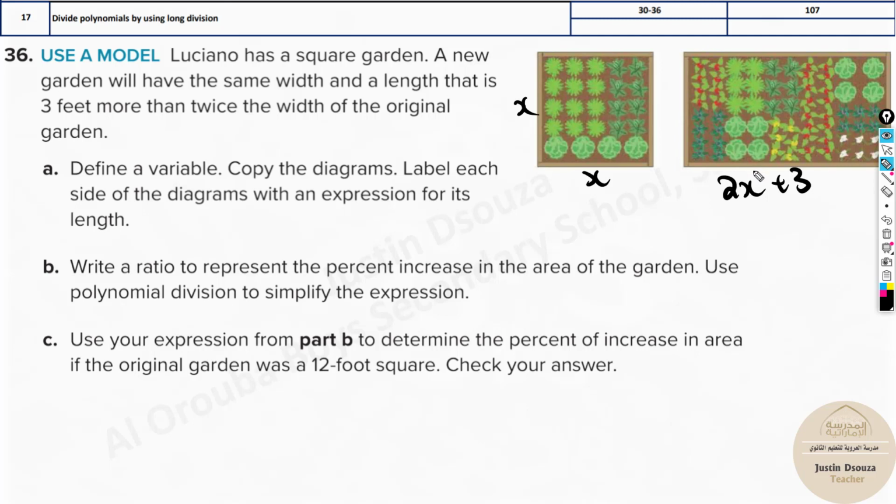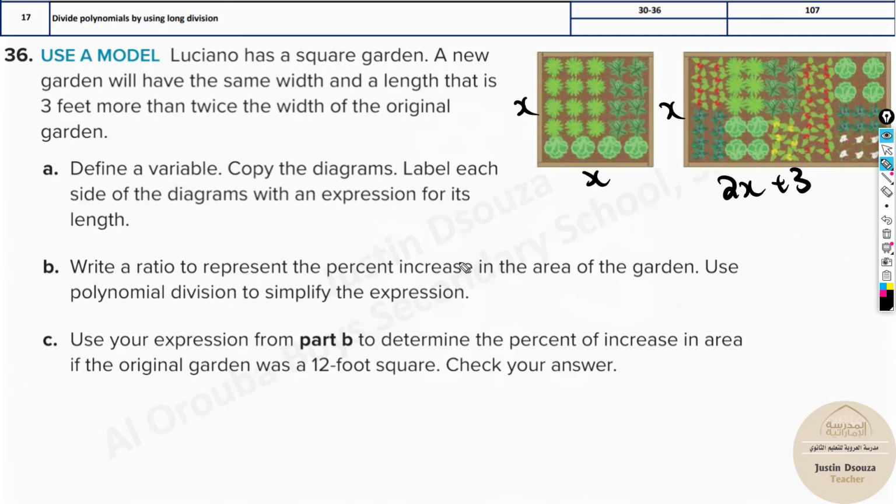Okay. Now, how would you basically find this? This side is same, only the length changes. Sorry, the width is same, only the length changes to 2x plus 3. Now, what is the thing? Define the variable, copy the diagrams, label. Okay, this is what we have done. Just write the diagrams and label the sides. Write a ratio to represent the percent increase in area of the garden. Use the polynomial division to simplify the expression.